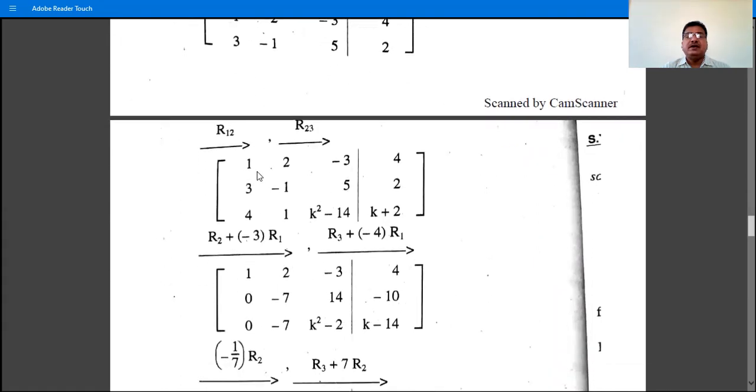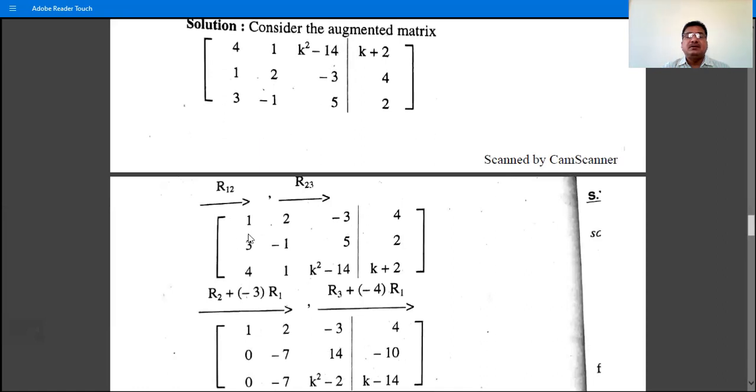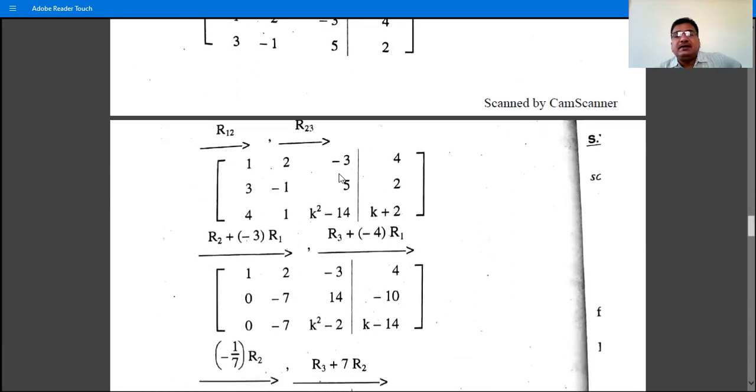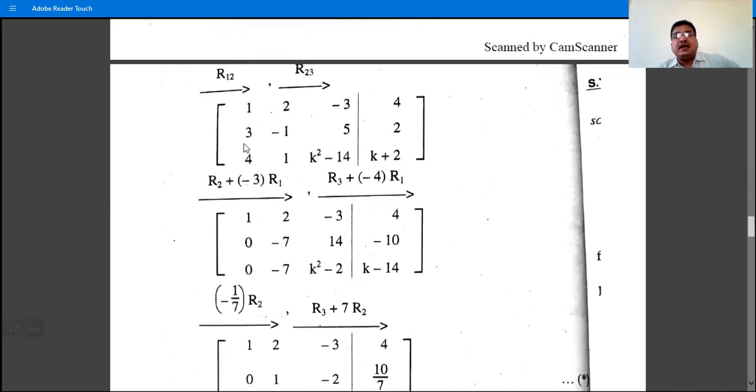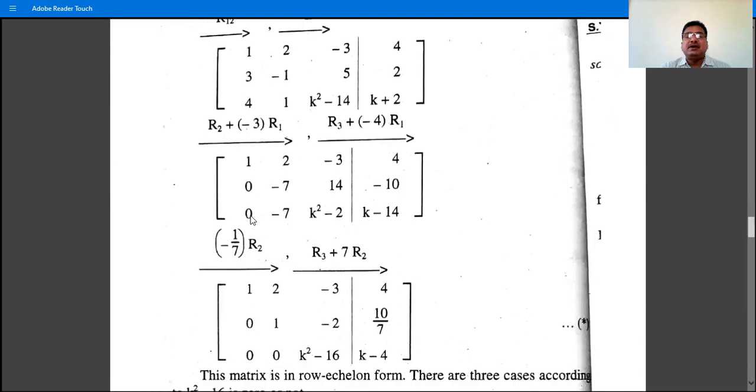Okay, so we have 1 at this place: 1, 2, minus 3, 4, and then we have 3, minus 1, 5, 2, and the last row is 4, 1, k squared minus 14, k plus 2. Then we have to reduce this 3 and 4 to 0. So R2 minus 3 R1, R3 minus 4 R1. So we have 0 at these two places, and we have minus 7, 14, minus 10 as the entries. So what are the entries?